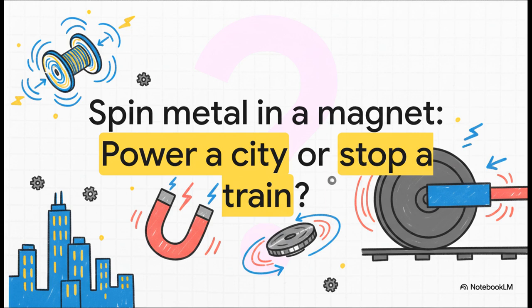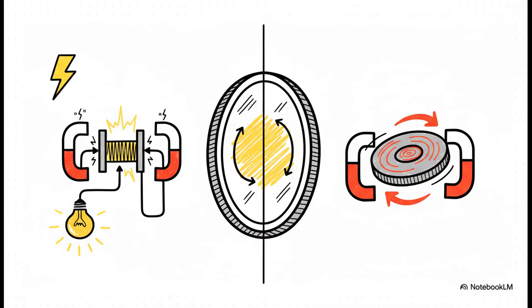So, let's kick things off with a question. When you spin a piece of metal inside a magnetic field, are you creating the incredible power needed for a whole city? Or are you creating the massive braking force you need to stop a high-speed train? Well, the amazing answer is you're doing both. It all just depends on how you spin it.